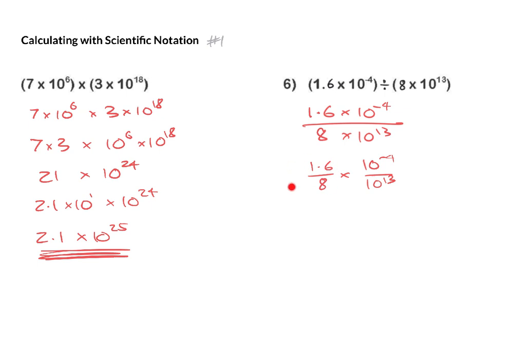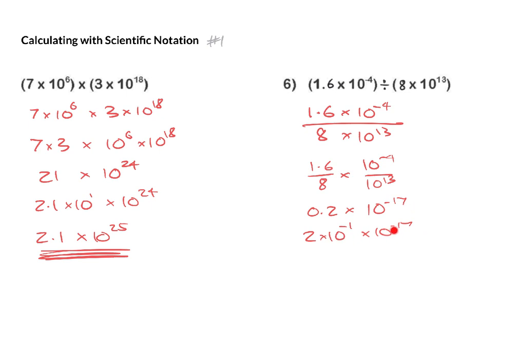So I've just really gone backwards in terms of my multiplications. Now, looking at the numbers here, 1.6 divided by 8, that is equal to 0.2. And 10 to the minus 4 over 10 to the 13, well, that's 10 to the minus 4 minus 13, which is 10 to the minus 17. Now, this number is not in scientific notation because this number is not between 1 and 10. So 0.2 is equal to 2 multiplied by 10 to the power of negative 1. These are the same. And then I'm going to multiply by 10 to the minus 17. So this line is equal to this line.